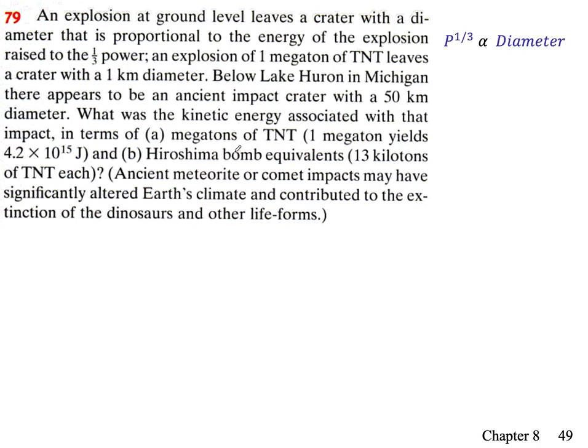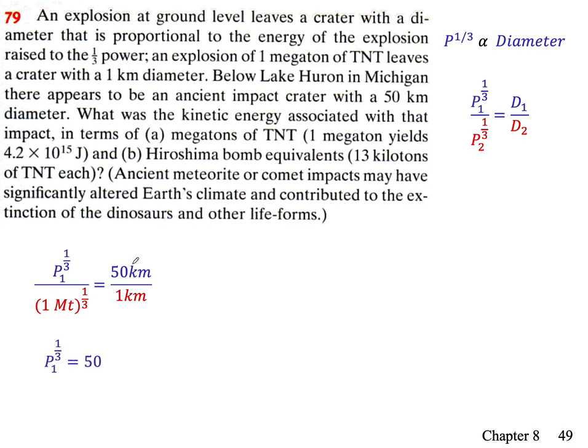All right, so first of all, we know that power raised to the 1/3 power is roughly proportional to the diameter, where I'm using alpha here as the proportional symbol. If that's true, I can do the nice little ratio here. Power 1 raised to the 1/3 over power 2 raised to the 1/3 should be equal to diameter 1 over diameter 2. So solving part A. For that 50 kilometer crater, I know that 1 megaton produces a 1 kilometer one. So what's the power required to produce this? And you end up, of course, with an expression that looks like this.